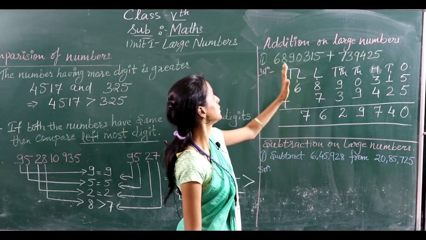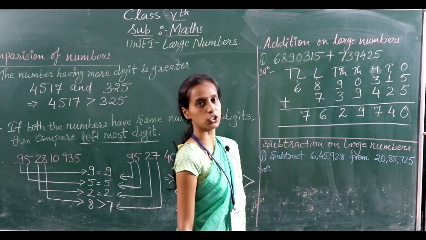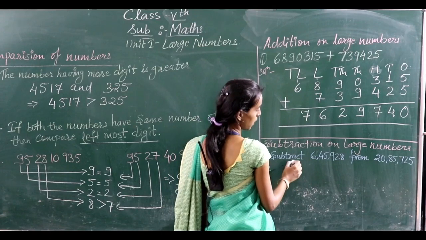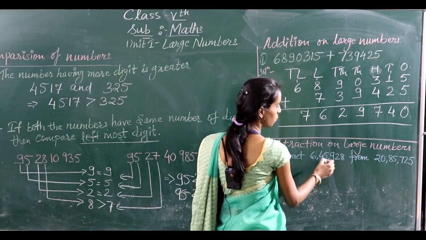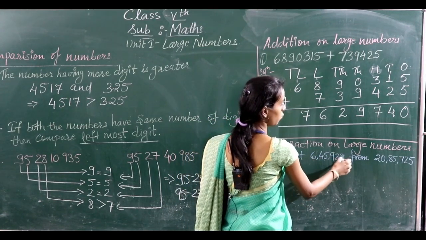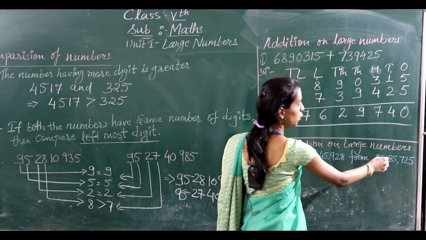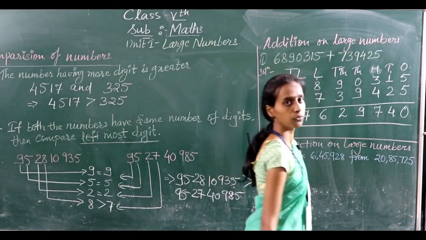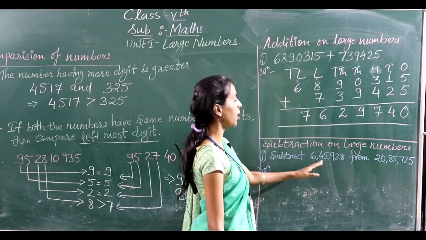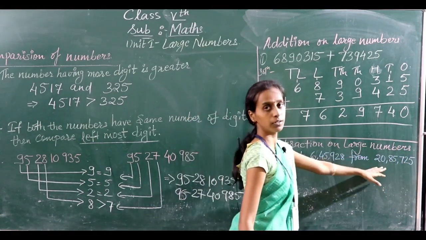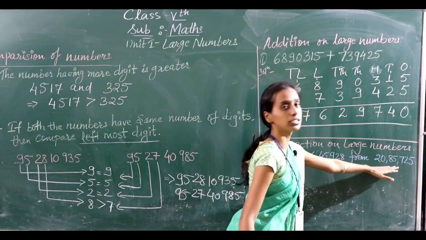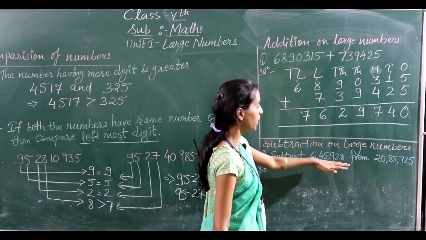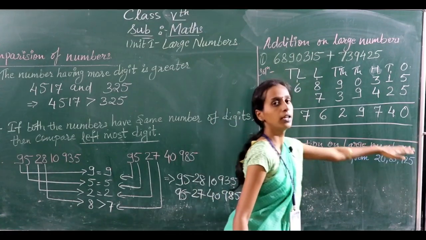In the same way we can do the subtraction. Here I have taken one example, just look here, subtraction on large numbers. Subtract 6,45,928 from 20,85,725. Which number will you write first? Yes, we will write this number because this is the biggest number, and it is written that you have to subtract this number from this number.